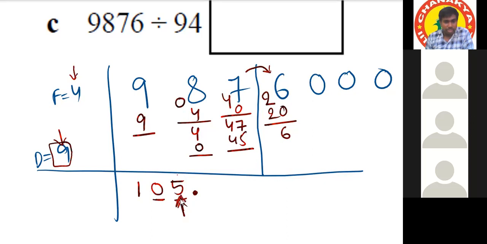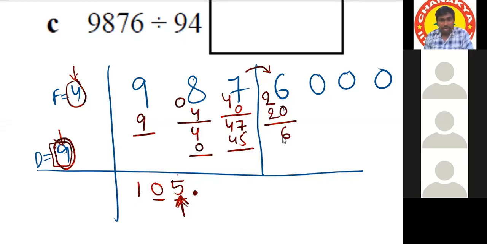Whenever we are doing it with the divisor, we have options. After deciding the quotient, we don't have the option to choose for the flag. Got it? Okay, sir, got it.